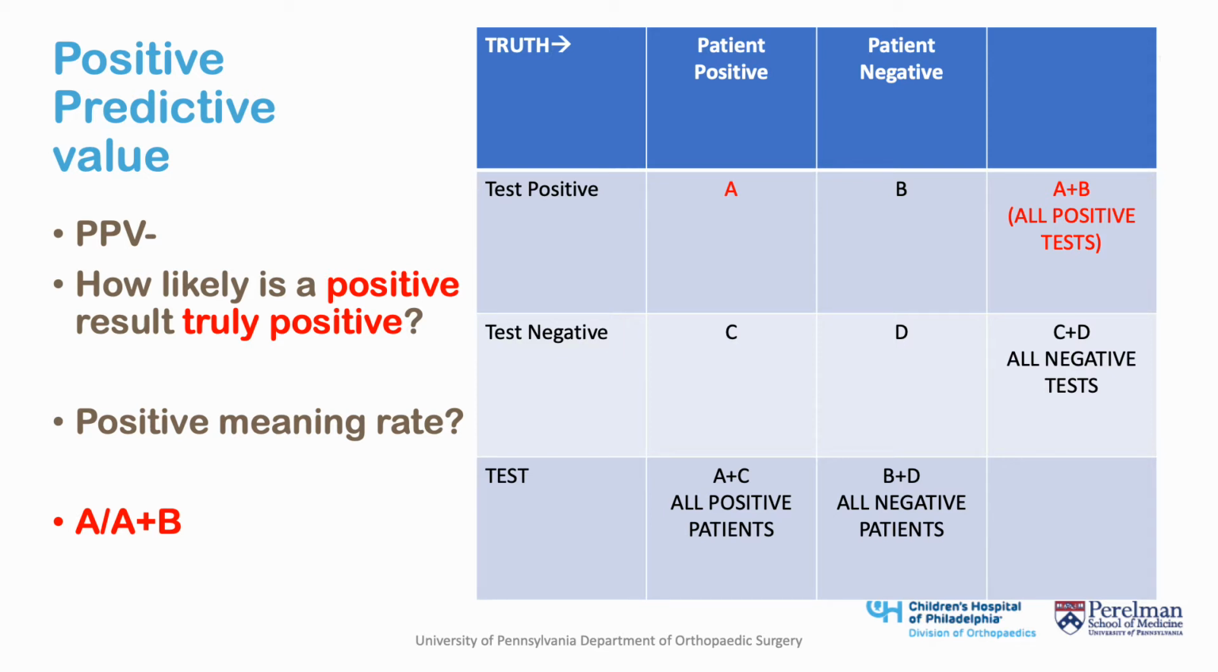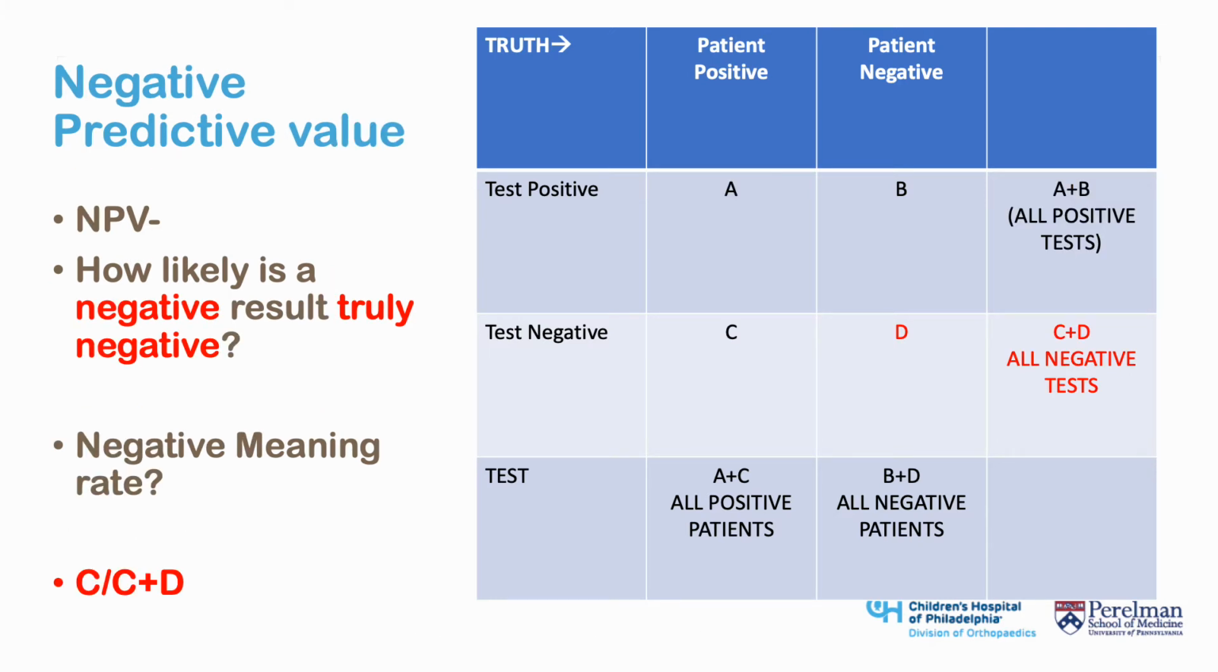So the positive predictive value is about the test, and the question is how likely does a true positive represent disease? It is indicated by all positive patients over all positive tests, A over A plus B. Similarly, how often can we breathe a sigh of relief with a negative test? How likely is a negative test truly negative? We measure this with all negative patients over all negative tests, D over C plus D, for negative predictive value.